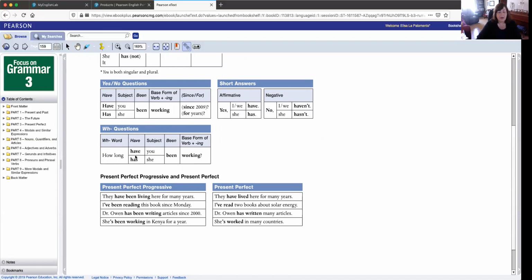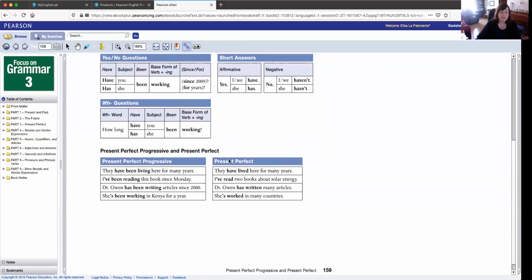Okay. How long have you been working? Or how long has she been working? Or how long have they been working? Etc. All right. Let's look at the difference between the present perfect progressive and the present perfect tense.